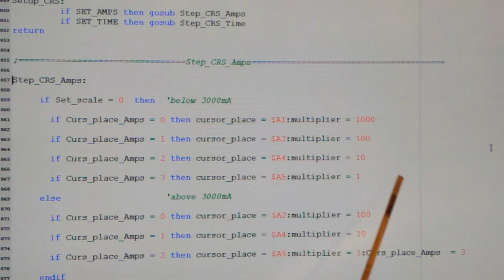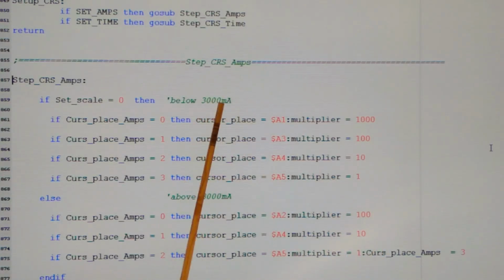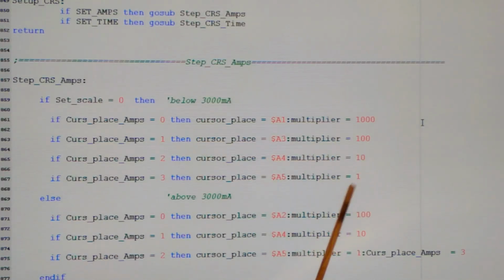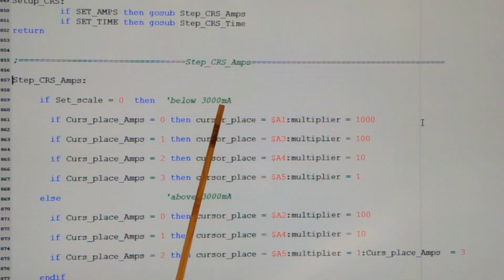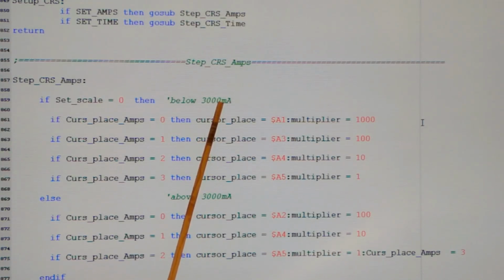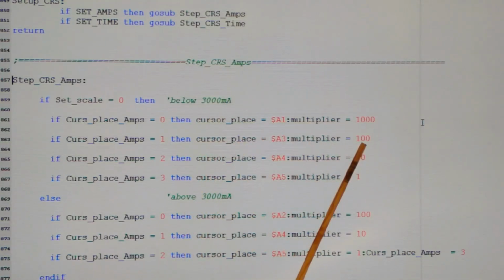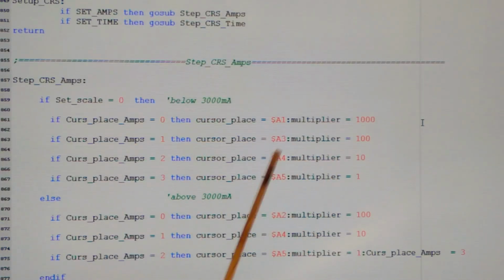That means the first digit, let's say 3000 milliamps here, don't worry about that. That should actually be 1000, because after 1000 I change scales. But anyway, multiplier 1 is the first digit here, the last 0. The 10 is the second digit. The 100 is the third digit, and the 1000 is the first digit. So that's what that is.